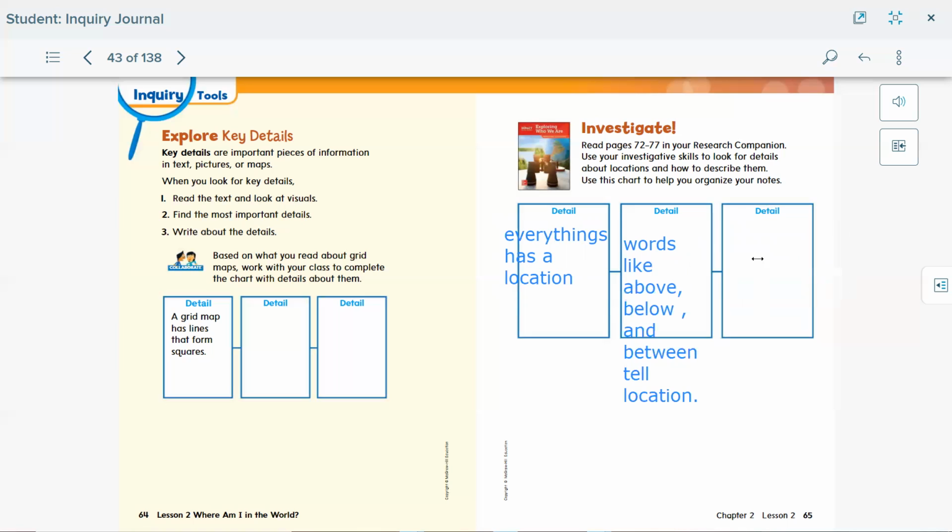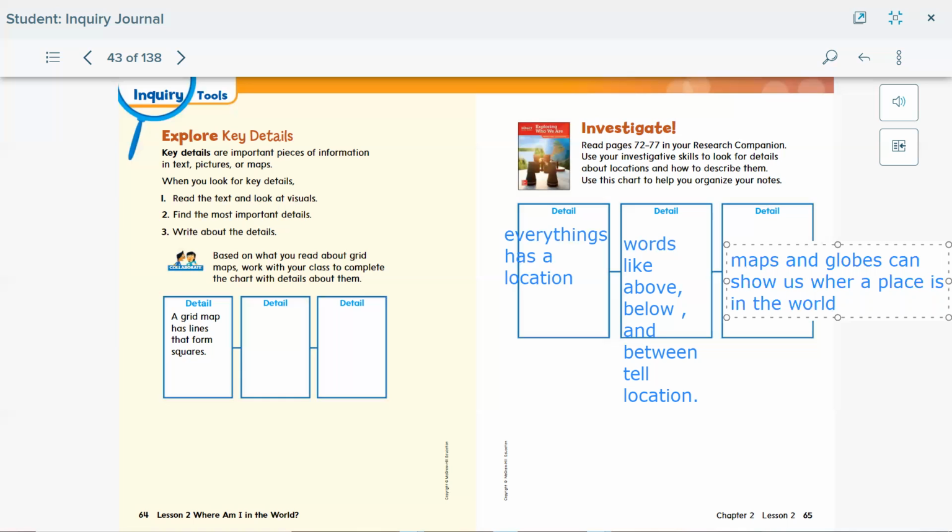And then we know that maps and globes can show us where a place is in this world. So we can write this down. Maps, globes show us where a place is.